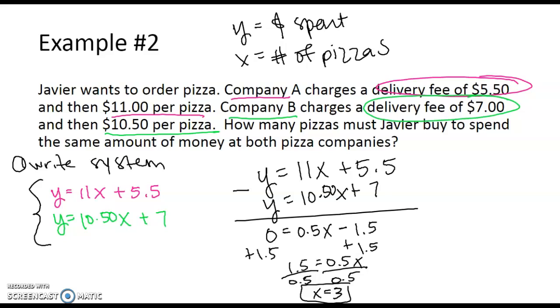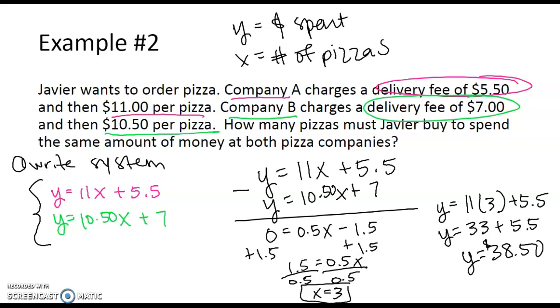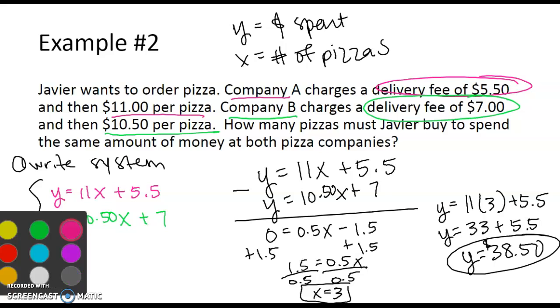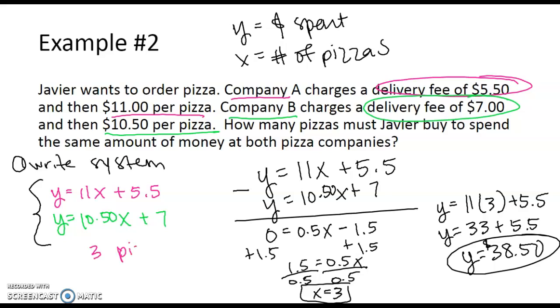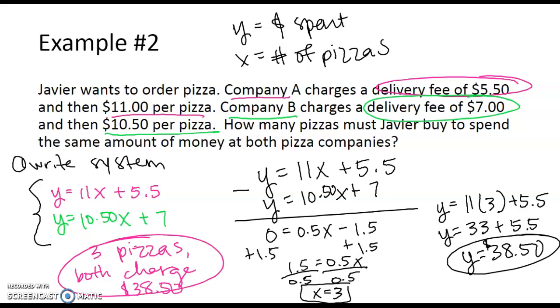So that means if Javier buys 3 pizzas from both companies, he's going to spend the same amount of money. Let's figure out exactly how much money he would be spending. We can just plug in 3 for x in one of our equations. So y equals 11 times 3 plus 5.5. 11 times 3 is 33. So y equals $38.50. So if Javier buys 3 pizzas, both companies will charge $38.50. Now there are more practice problems for you right below this video that you can work on.